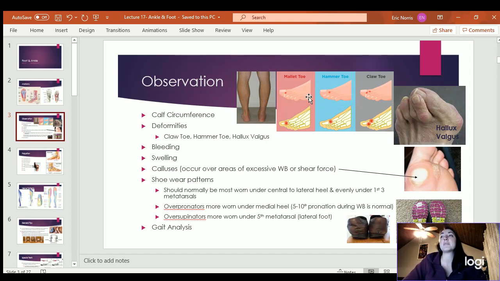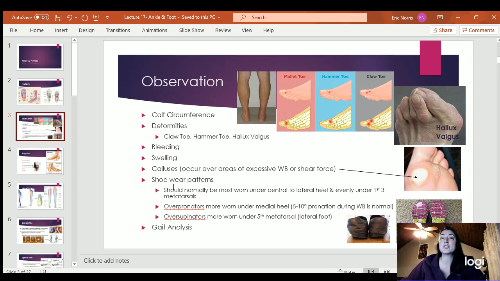That's typically from a ruptured tendon, just like with the finger, like we learned about. Hallux valgus is another deformity, could be with arthritis. You look for bleeding, swelling, any calluses. Calluses form over pressures of increased shear force or increased weight bearing. And then shoe wear patterns.